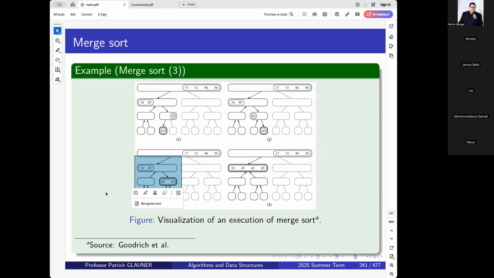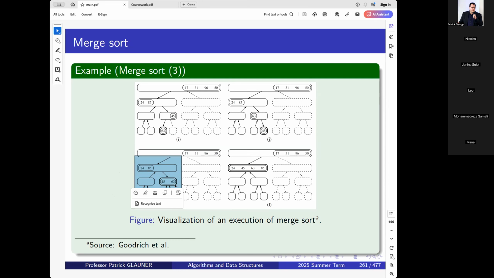From the first list, it's a 24. The other one is a 45. I take the smaller one, which is 24. Then I move the index in the first list to the next element, 85, and my other sublist is still not touched, so the index still points to 45. Then what is the next element, 85 or 45? Obviously it's 45, so I take 45 next and move the index to the 63.